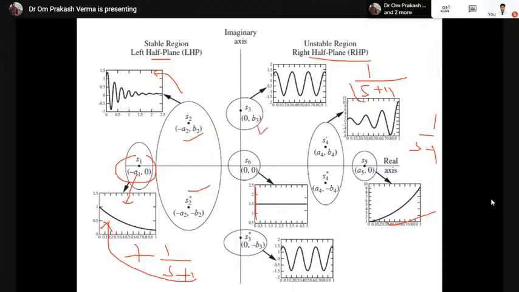Okay, and when two positive conjugate complex poles occur, such a type of response will be obtained. Okay, so this is the overall picture of the response. This picture has been taken from the Kafner book.